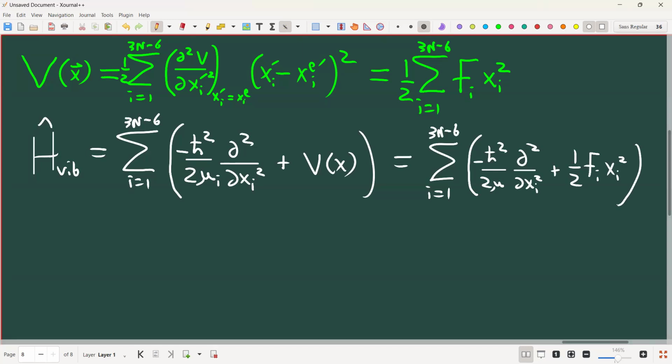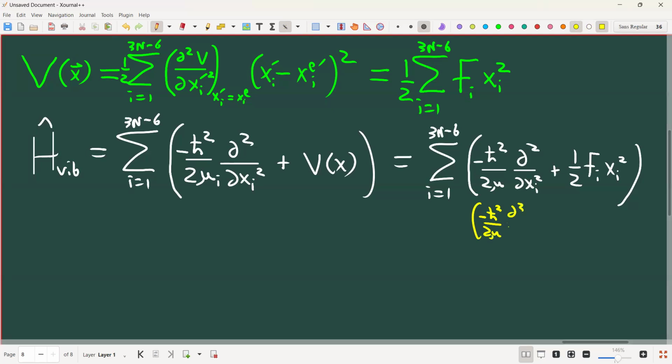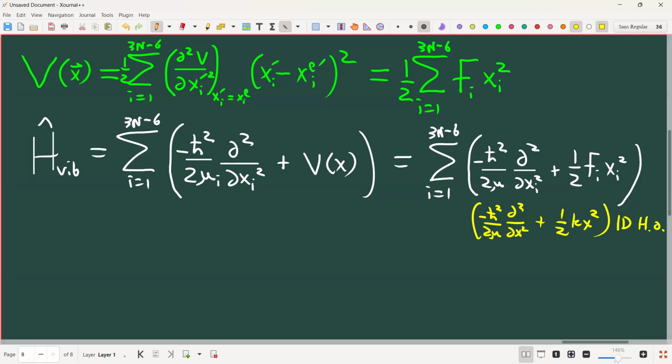This should look a lot like a harmonic oscillator, right? We have minus h bar squared over 2 times the mass times the second derivative. This is the kinetic energy, plus 1/2 some number, k, x squared. This looks a lot like a 1D harmonic oscillator. So what the problem is simplified to is that our energy for polyatomic vibrations is just a sum of 3n-6 harmonic oscillators.